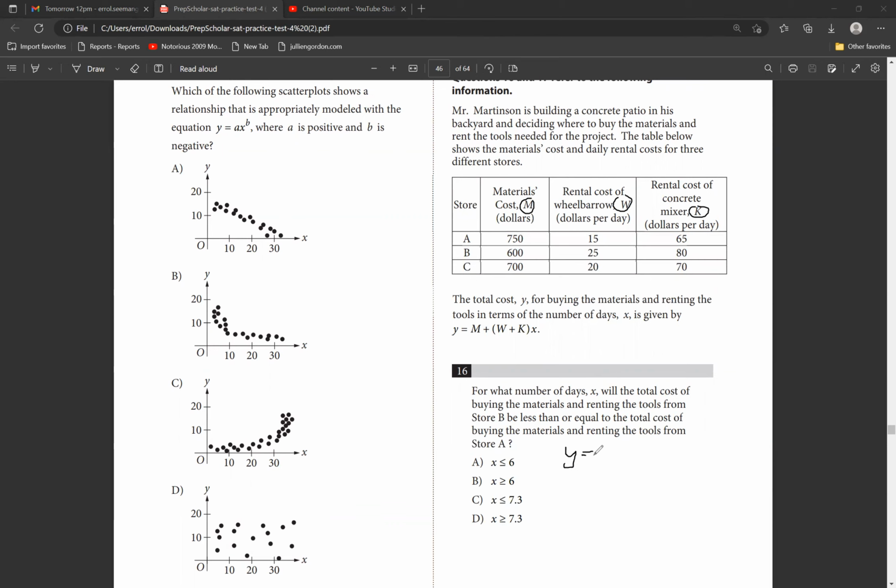Okay, so we got Y equals M plus W plus K times X. What number of days will the total cost of buying the materials and renting the tools from B be less than A? Okay, so how do we do this one? Less than or equal to 6, greater than or equal to 6, less than or equal to 7.3, greater than or equal to 7.3. So let's plug it in. Let's plug 6 in there and 7.3 in there.